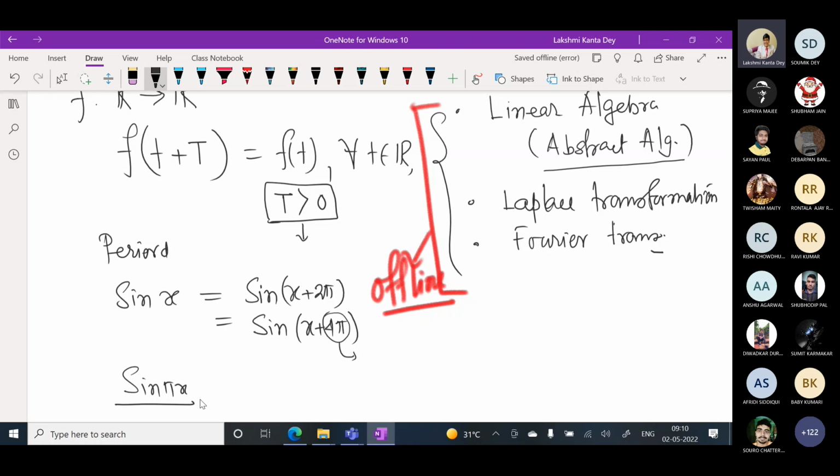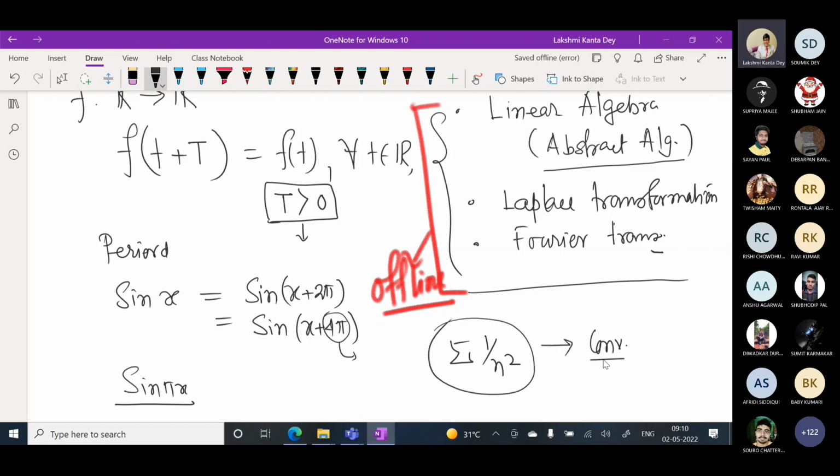The advantage is huge. One of the biggest advantages is that there are so many well-known series, and one very connected series is the summation of 1 by n square. This is a very famous series, all of us know. This is convergent, that also we know.